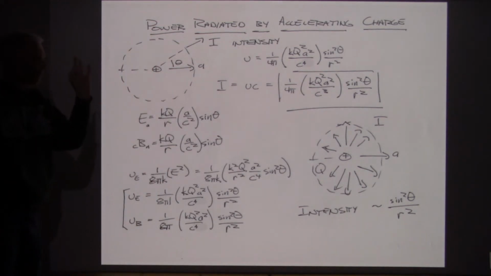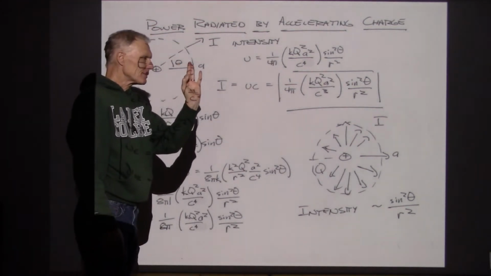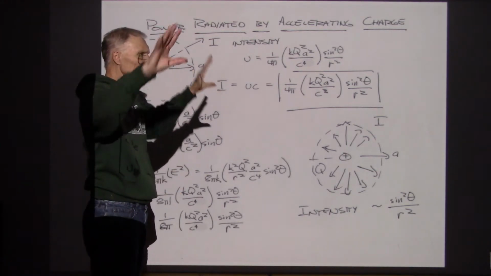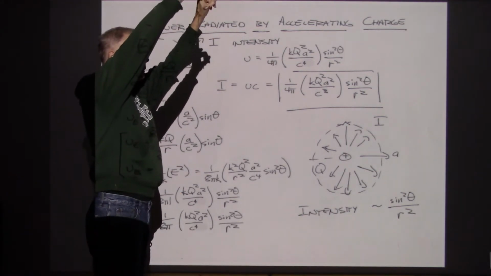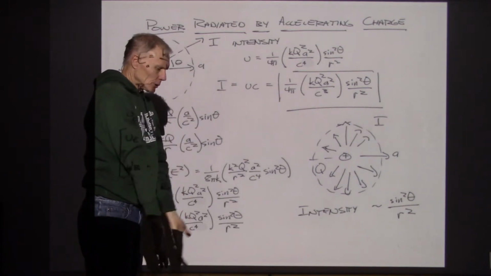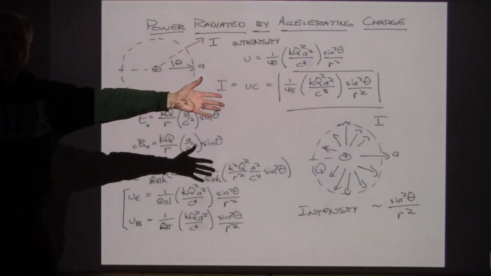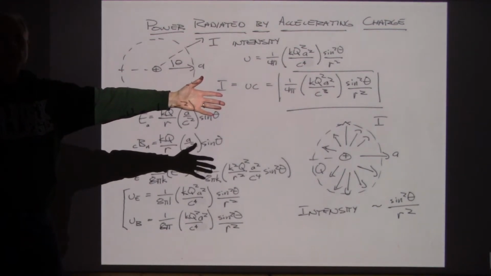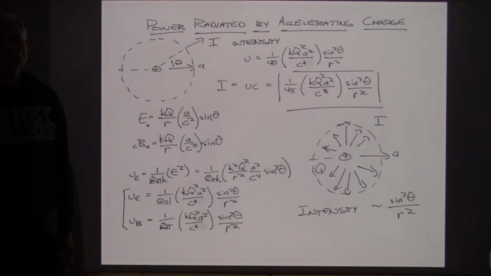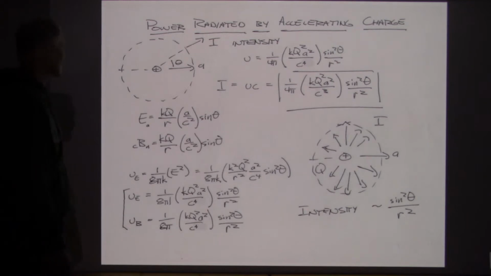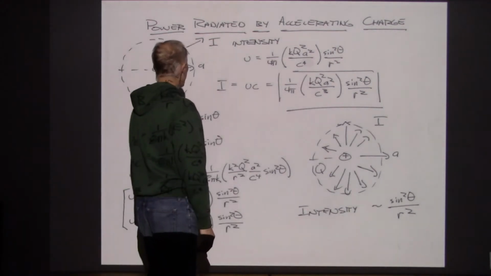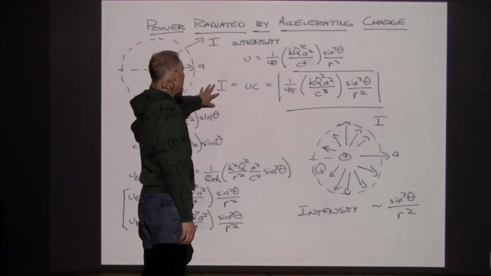So if I'm a charge accelerating through space, most of the energy that's radiating off of me is going off in directions that are at 90 degrees relative to the direction of my acceleration. Okay, so that's what this is going to look like. So I hope that was worth going through.